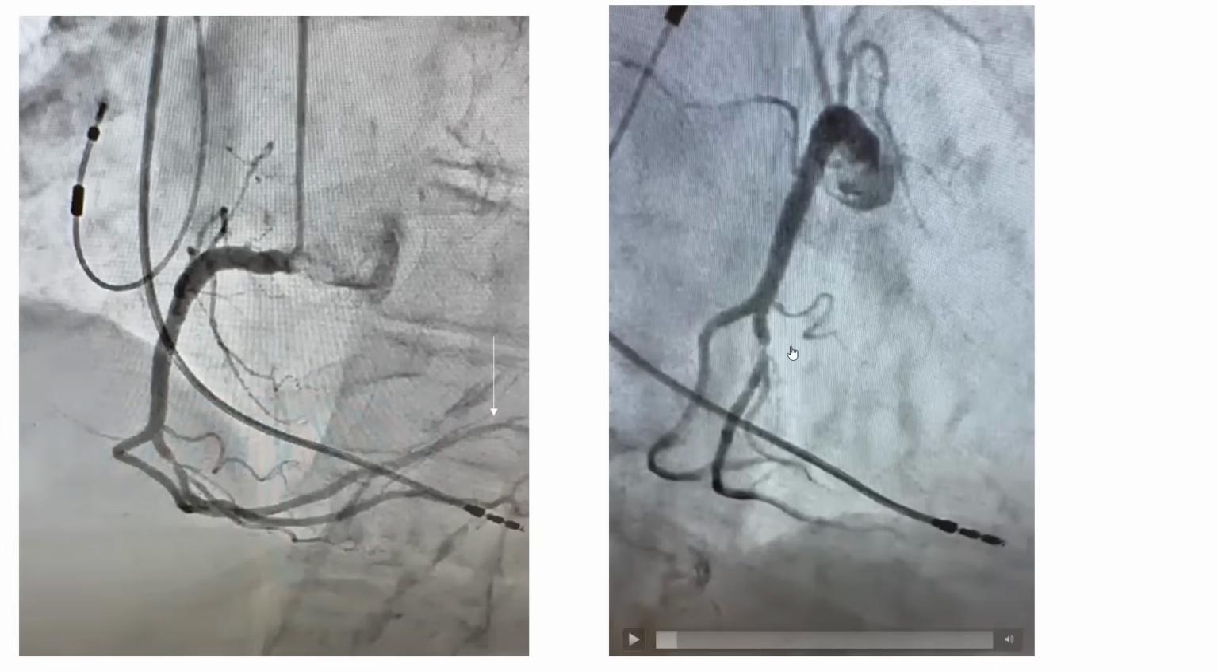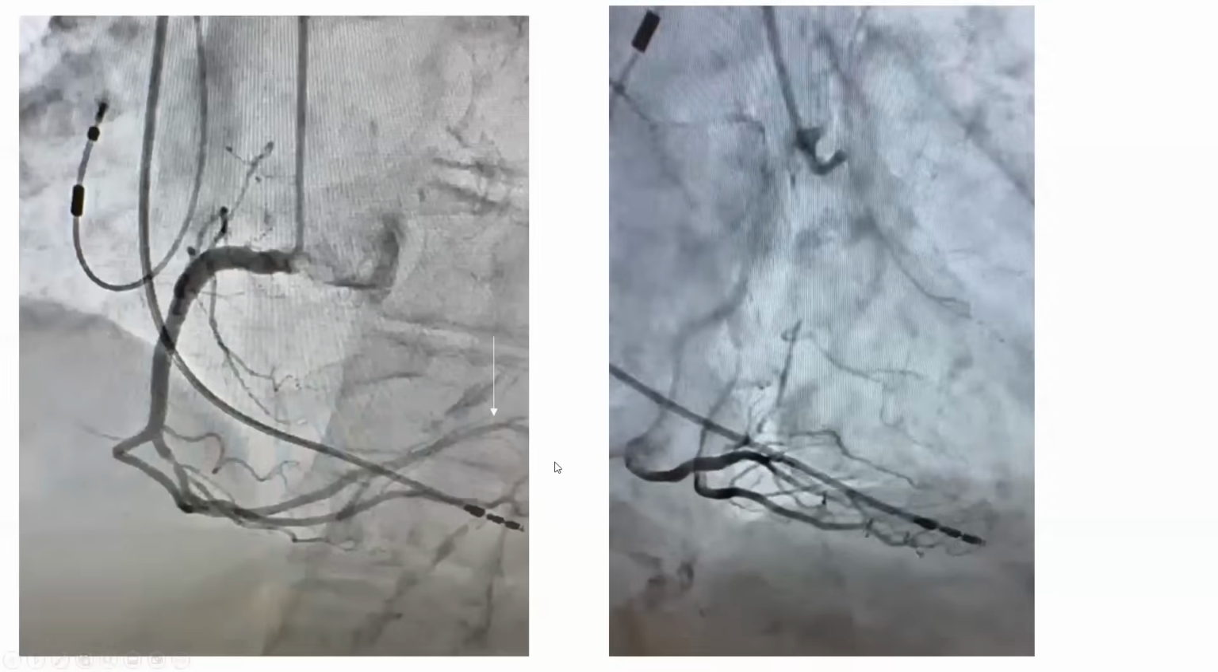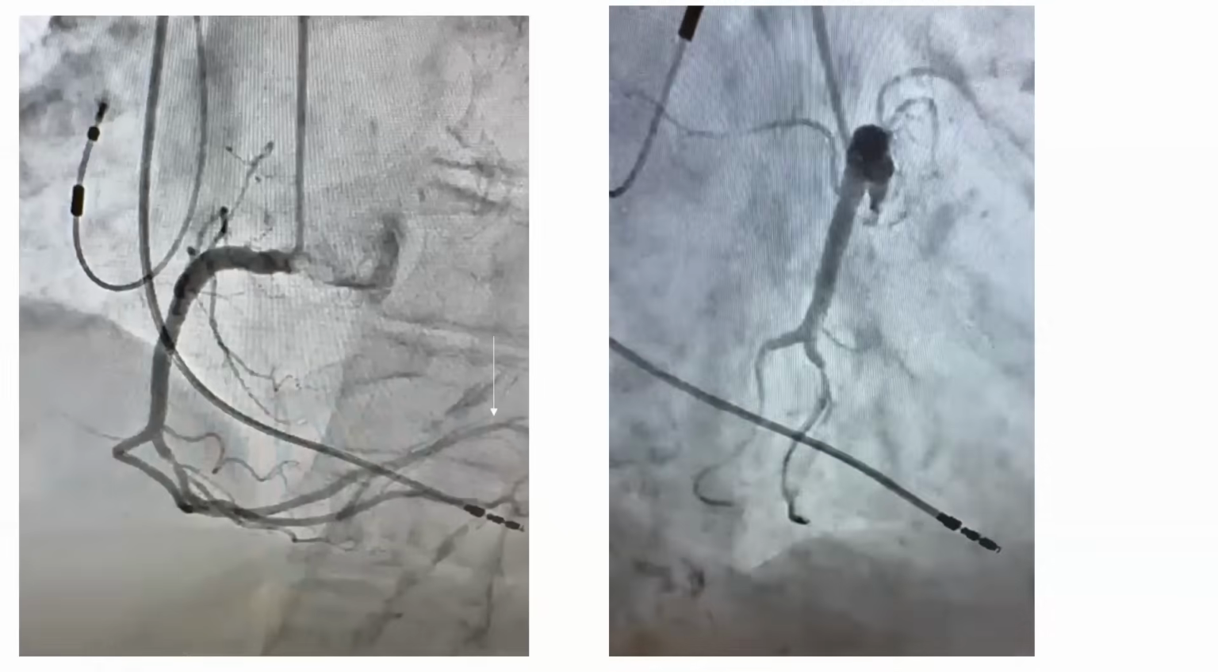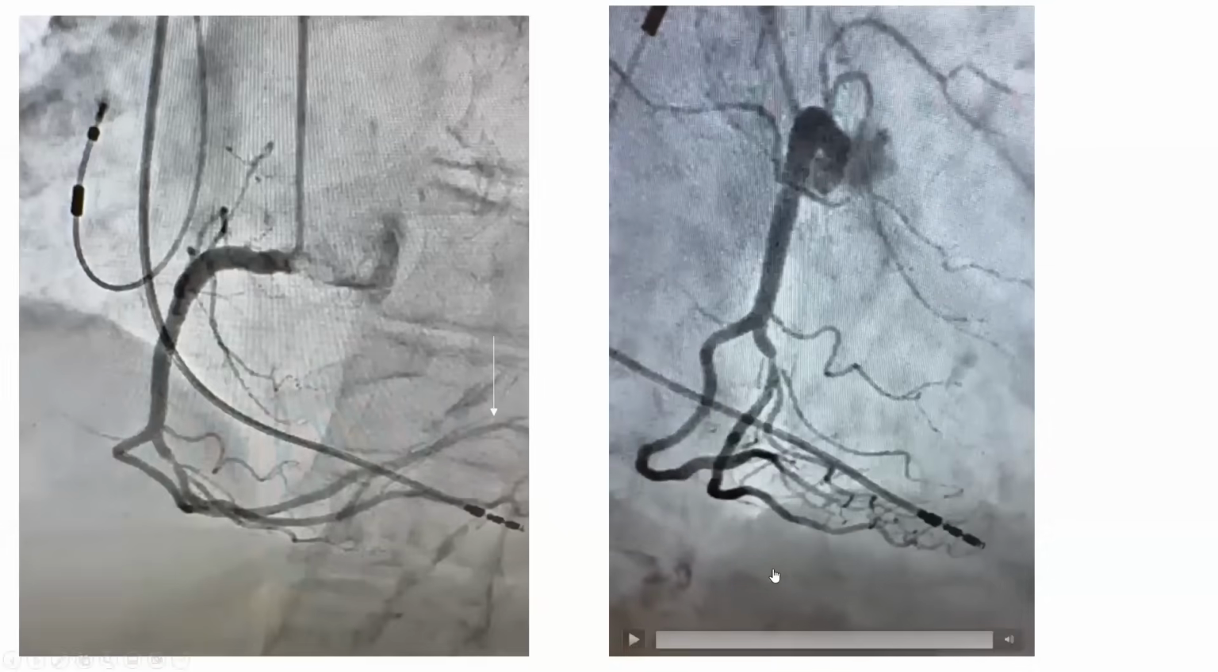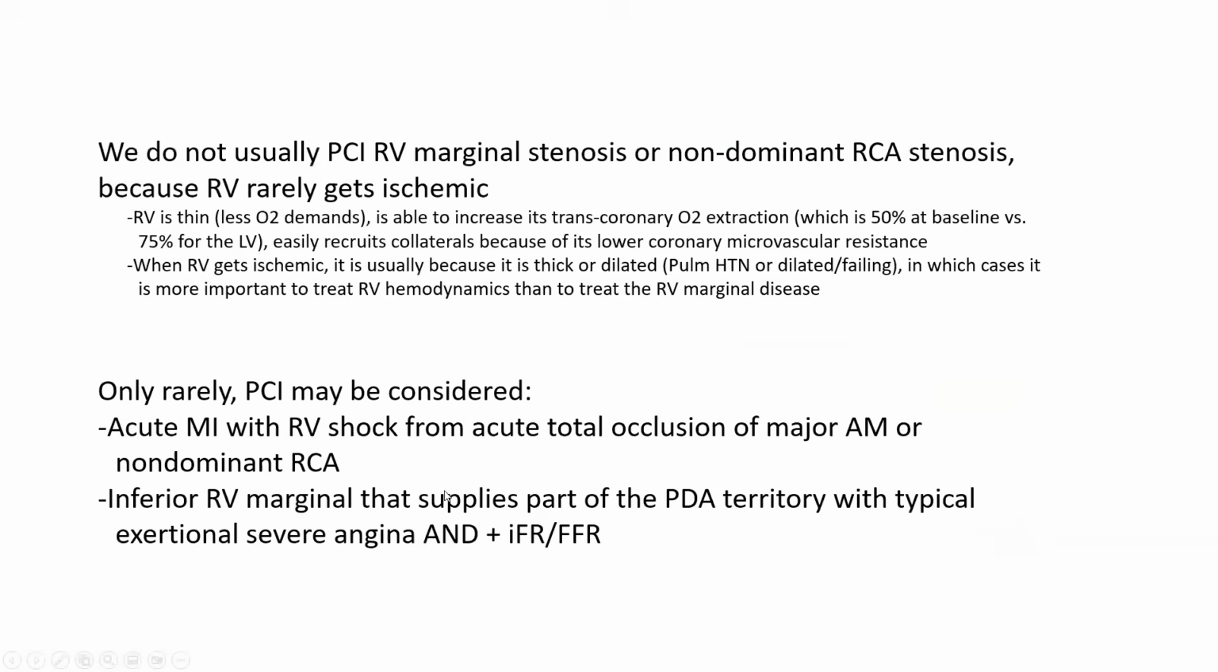Bottom line, when would you fix this acute marginal in this patient? If he's having RV shock, so he's having STEMI typically with RV shock, in this case he might have even a little inferior STEMI. So yes, STEMI, or short of a STEMI, I would only fix it if you have what I showed, severe typical exertional angina that is otherwise unexplained by any other disease, and prove it is significant by IFR or FFR.